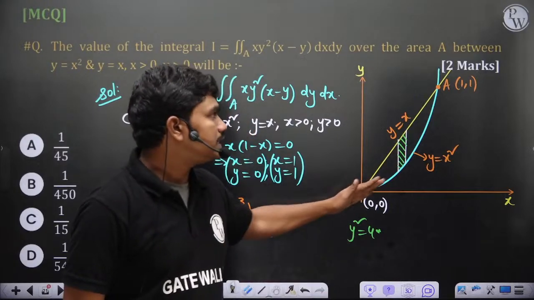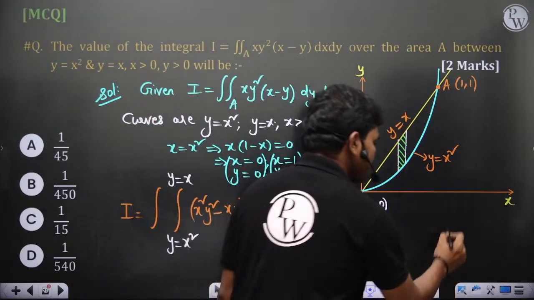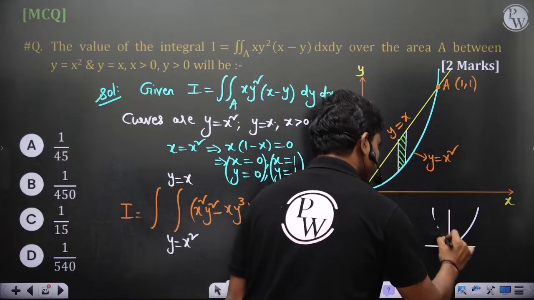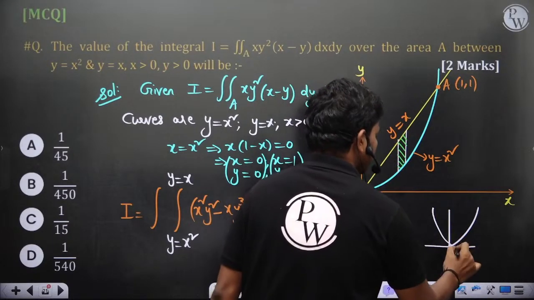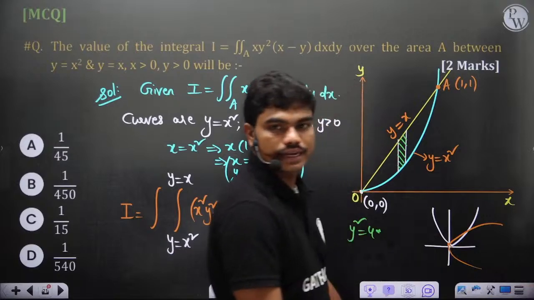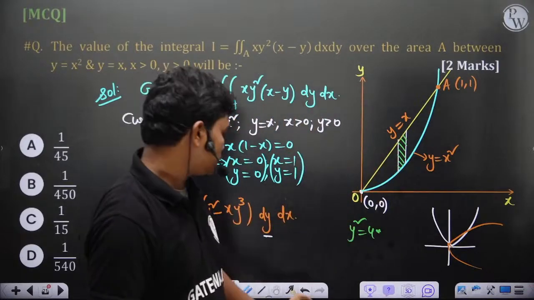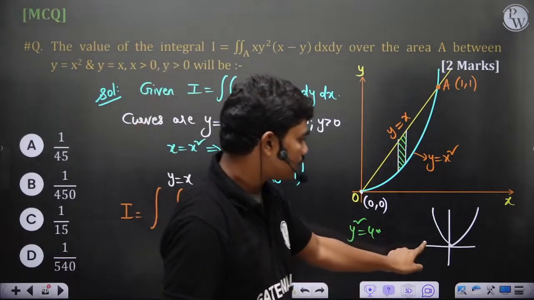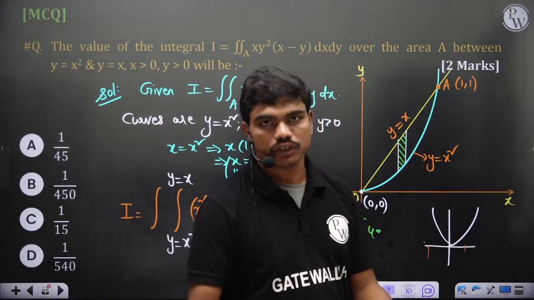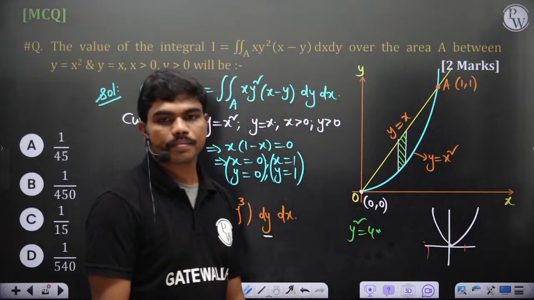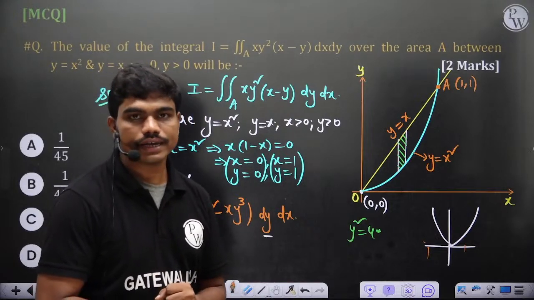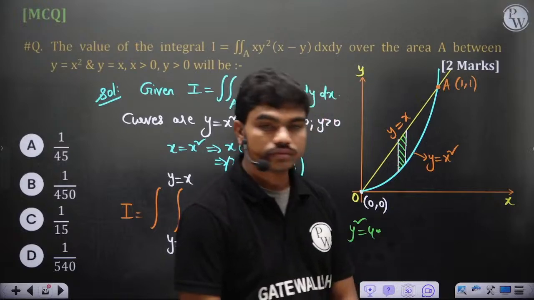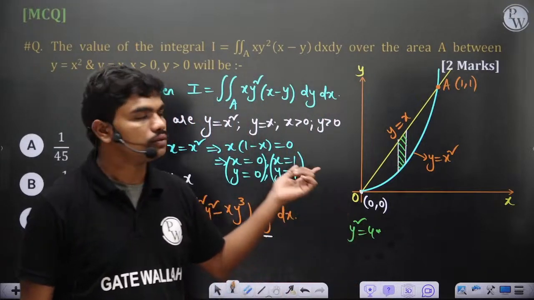y equal to x square is the parabola, which is something like this. This is x square equal to 4ay, and something like this is y square equal to 4ax. Here we have y equal to x square, so this curve is like this. For any value of x, either negative or positive, y is always positive. Okay, so y equal to x square, of course.